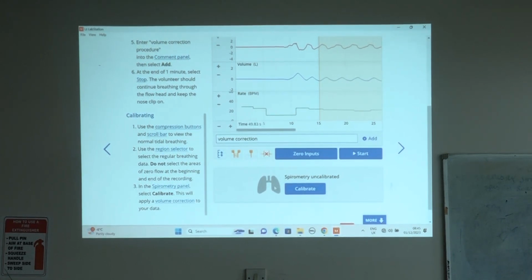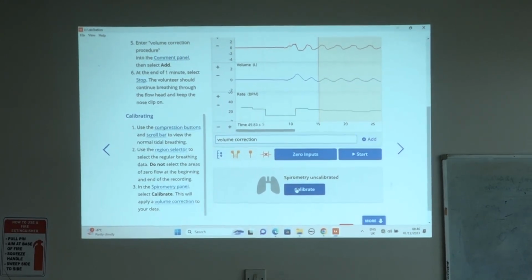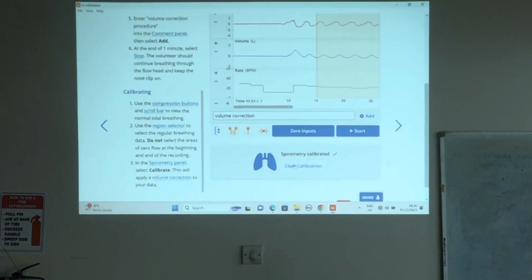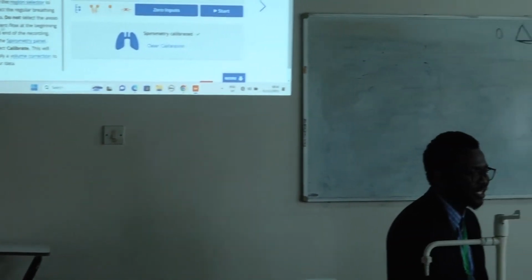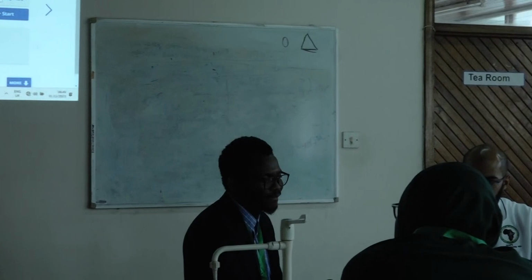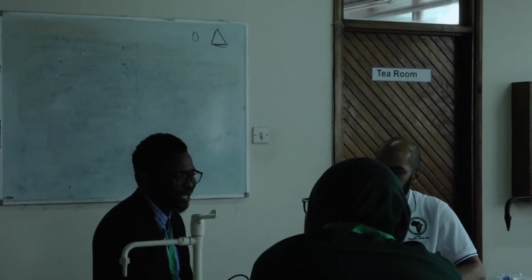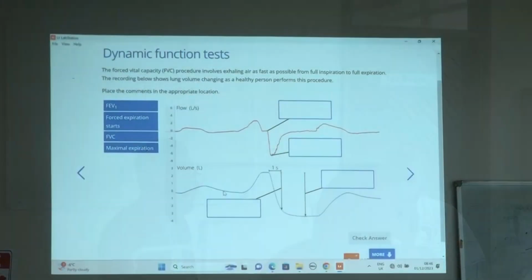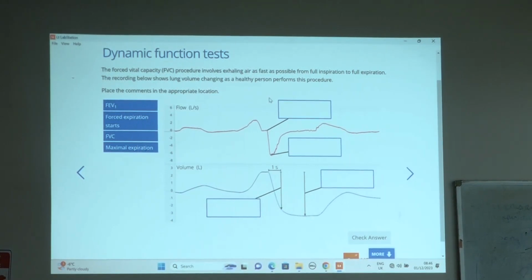Now, at this point, we want to calibrate the spirometer and we'll be ready to take data. Good, so our spirometer has been calibrated, and this will apply a volume correction. So for volume, we need to fill in the spaces: FEV1, forced expiratory volume, forced vital capacity. I want you guys to direct me on what to do. Sorry, if you can go to the previous slides.